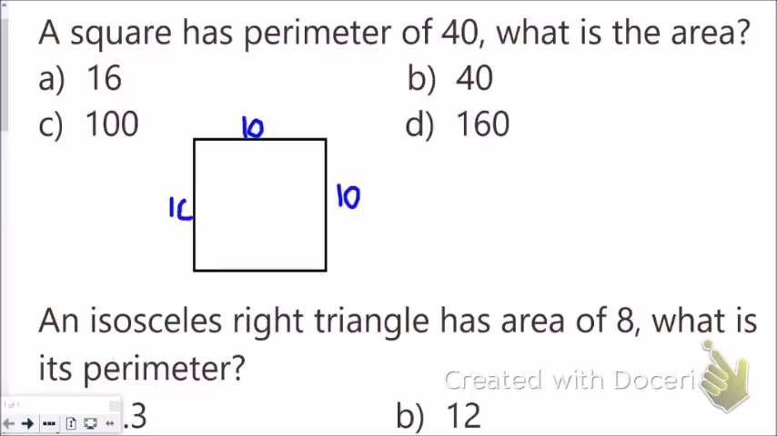Now, to find out the area, I need to remember that the area is the base times the height. In this case, that's going to be 10 times 10 for a total of 100 for my area.